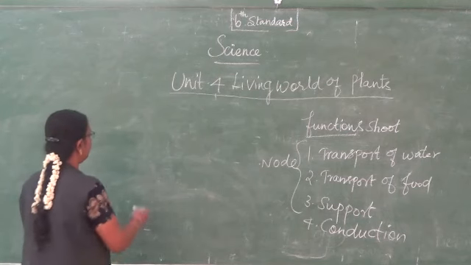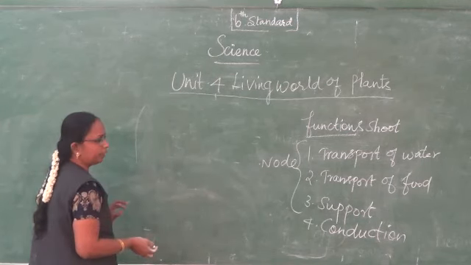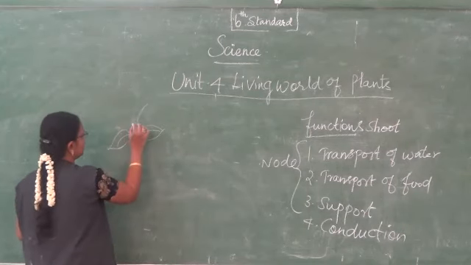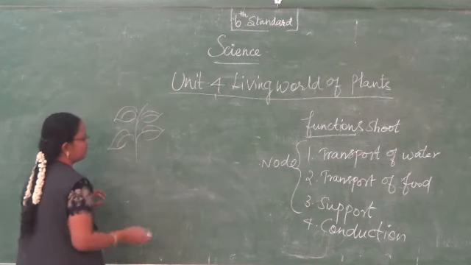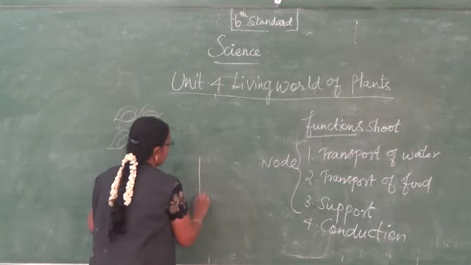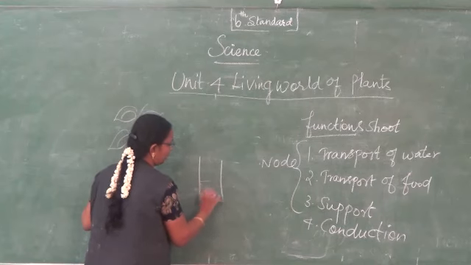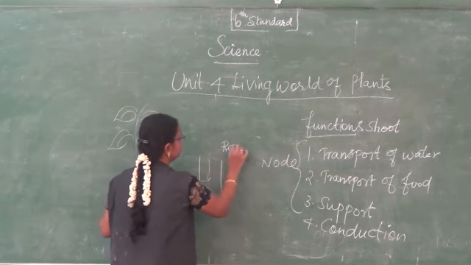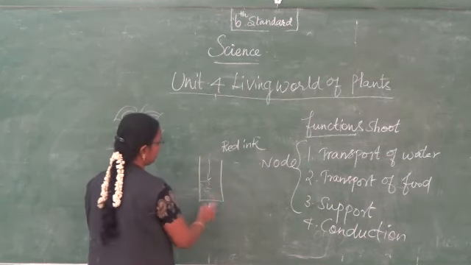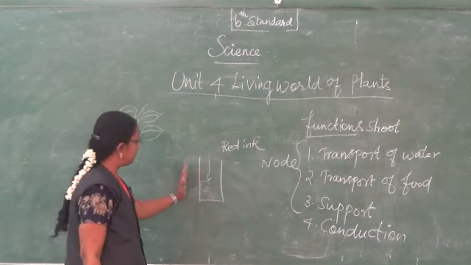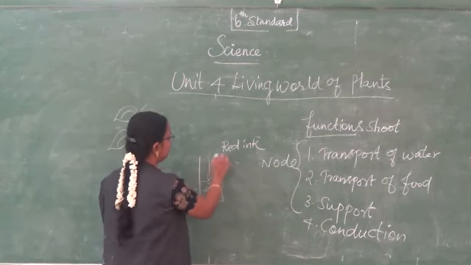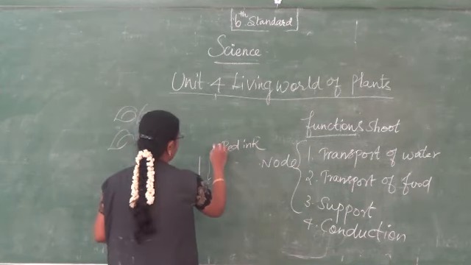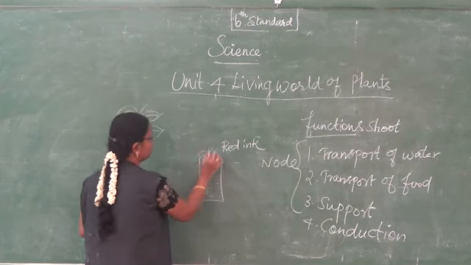For this experiment, we need a balsam plant. We are taking the balsam plant because it is glossy and shiny in appearance. Take a glass, fill it with some water, and pour 2 or 3 drops of red ink inside the glass. Keep the balsam plant inside the glass.